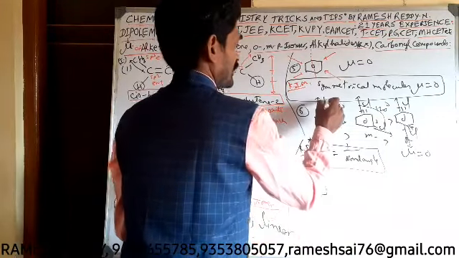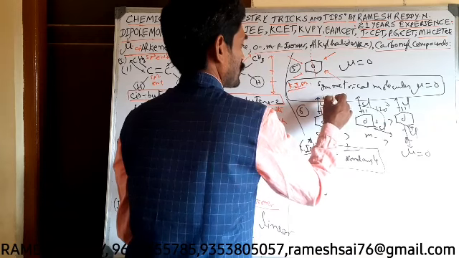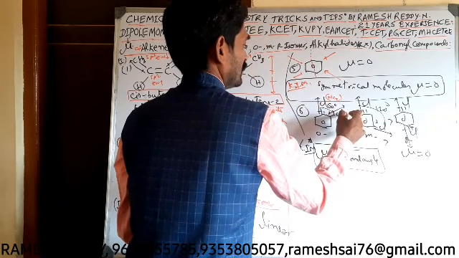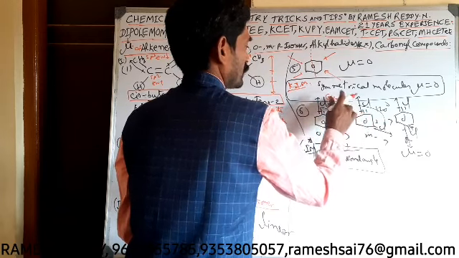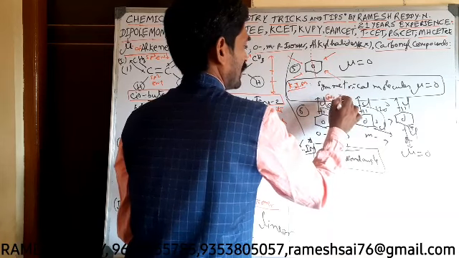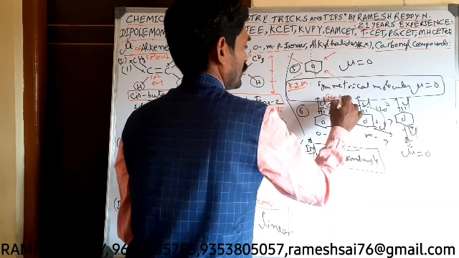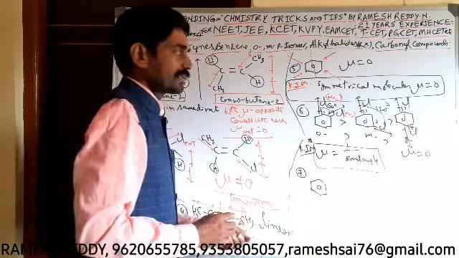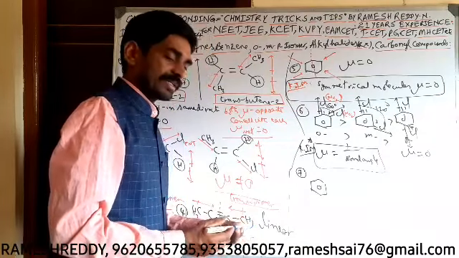If you replace it with the NO2 group, then you will get the same order. So the ortho form has maximum dipole moment, and the para form has 0 dipole moment. Got it? Fine. Next, another example.